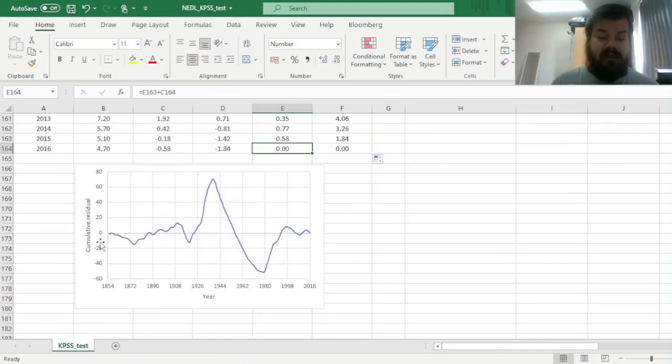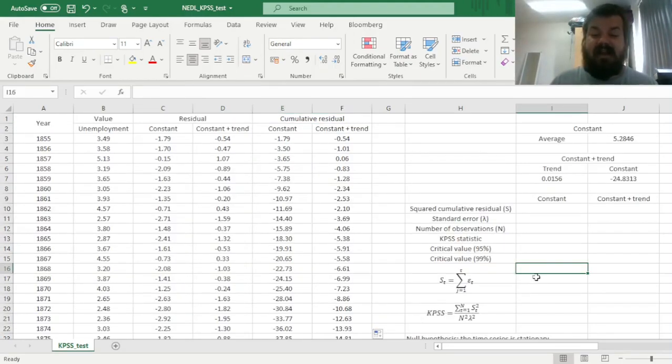And we can visualize it using the graph here. Here is the path of the cumulative residual in a constant plus trend specification, and we can see that it does actually fluctuate around zero quite a bit during the early years and the later years. However, there are some notable spikes in the war years and in the 60s and 70s. So this can already alert us towards the fact that there might be non-stationarity in the unemployment series. However, to formally test for that, we have to compute the KPSS test statistic.